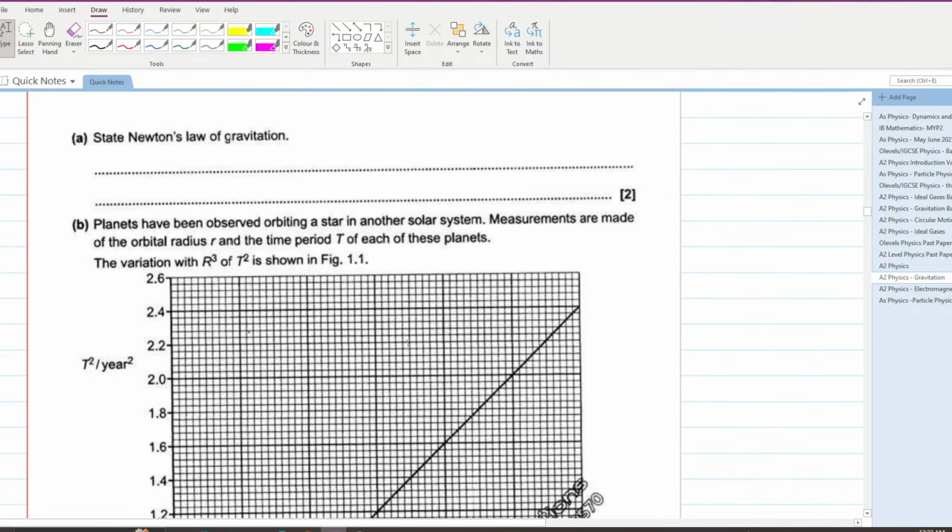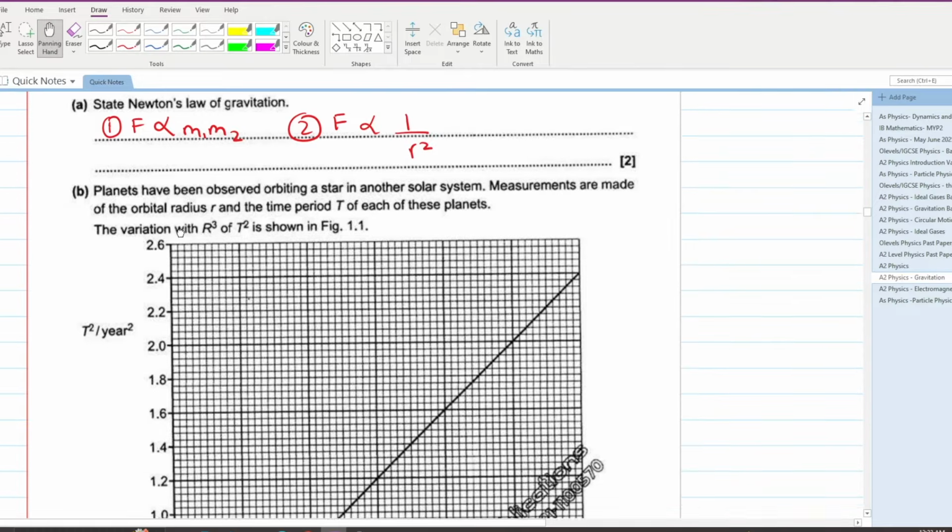State Newton's law of gravitation. What does Newton's law of gravitation state? It is a 2 mark question. You must state 2 points. What is the first point? That the force of attraction between two planets is directly proportional to the product of masses. Second point is that this force of attraction is inversely proportional to the separation between them, r square.